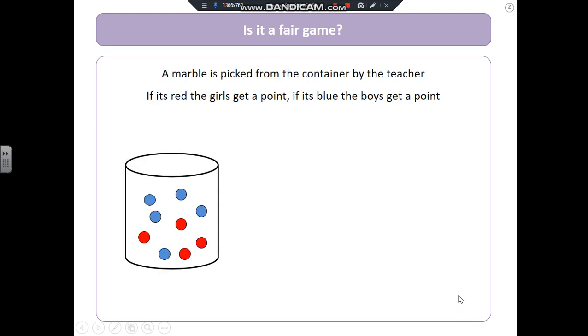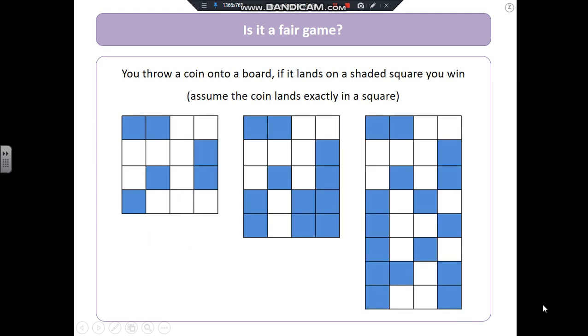On this one, oops, let's go back a slide, sorry. There are 32 squares, and so you'd want 16 blue. So I've got 1, 2, 3, 4, 5, 6, 7, 8, 9, 10, 11, 12, 13, 14, 15, 16 there. So 16 blue, 16 white. This is a fair game. So it's an equal chance of getting blue and white.